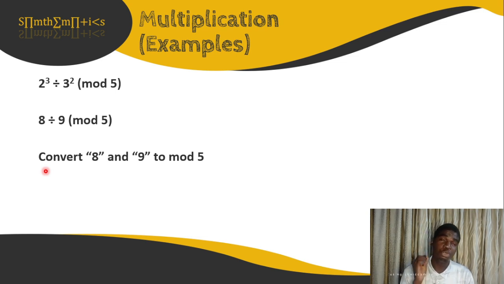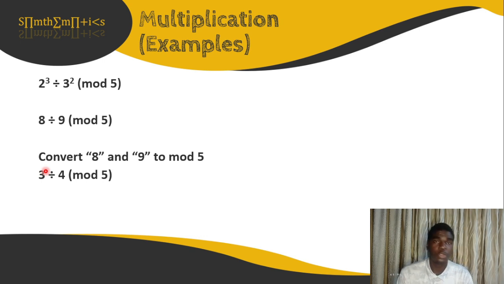So the next thing I'm going to do after this, when you have found the order, is I convert 8 and 9 to mod 5, right? Now, if you've watched the very first video in this series, Modular Arithmetic, you will know that 8 in mod 5, we divide it by 5 and then you get 3. The 9 in mod 5, we get 4. So that means we now have 3 divided by 4 in mod 5.